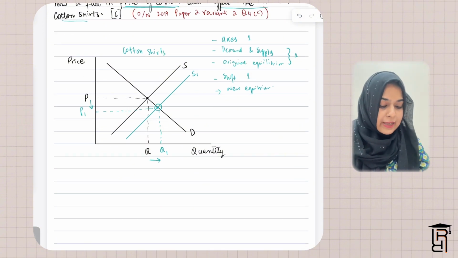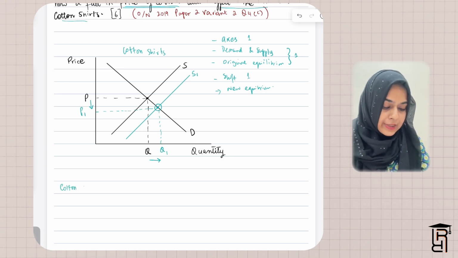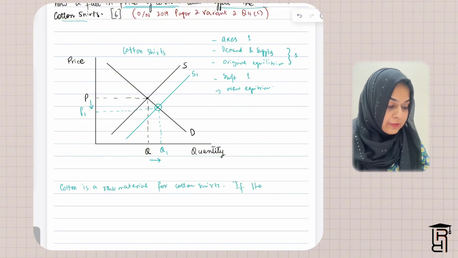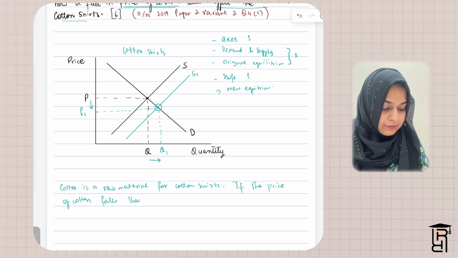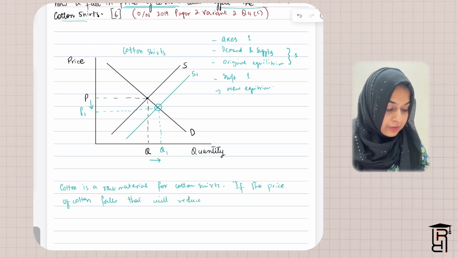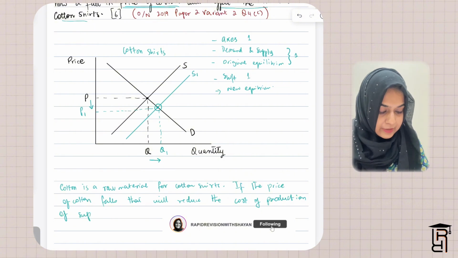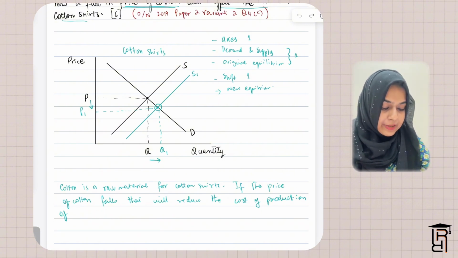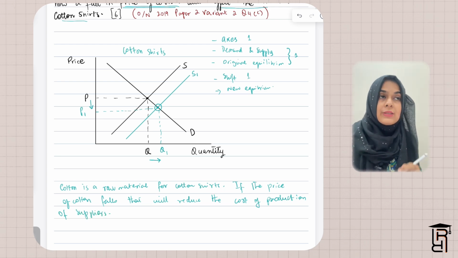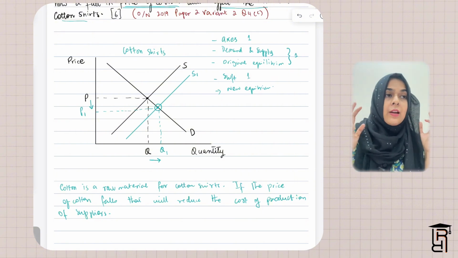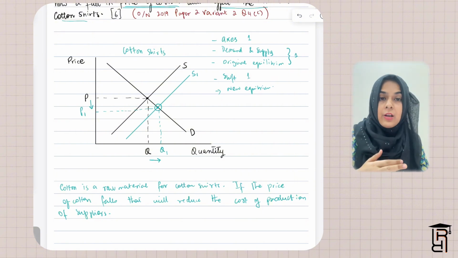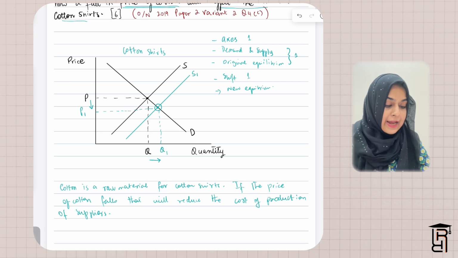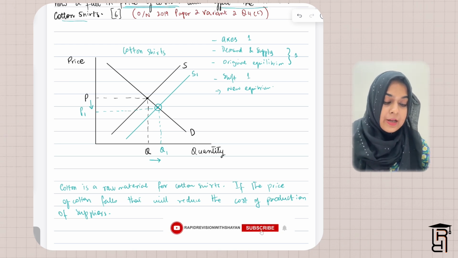So what you will write for analysis is that cotton is a raw material for cotton shirts, firstly. So you'll write here: cotton is a raw material for cotton shirts. If the price of cotton falls, that will reduce the cost of production of the suppliers. So now it is cheaper to produce cotton shirts and cheaper to supply them. So suppliers will be more motivated to supply cotton shirts, and therefore the supply curve for cotton shirts will shift towards the right. And you will write that because of this, the price is going to fall.